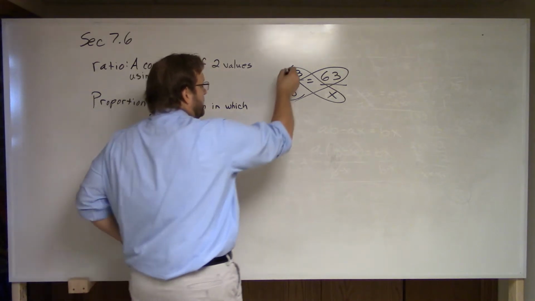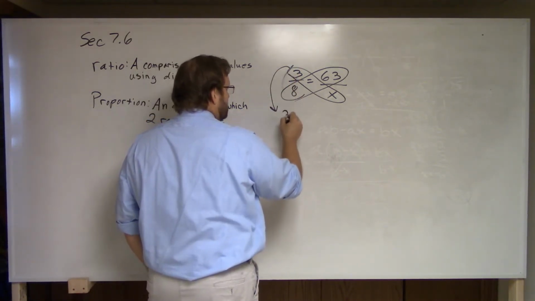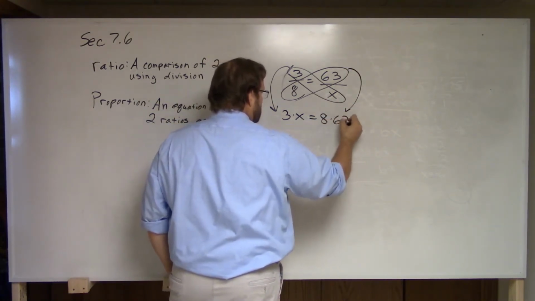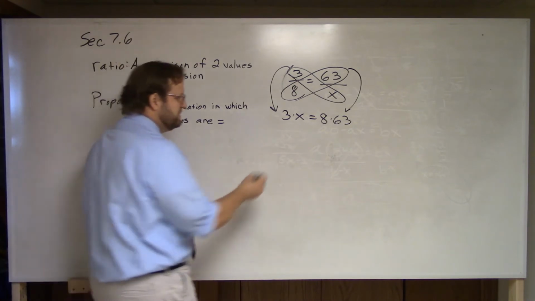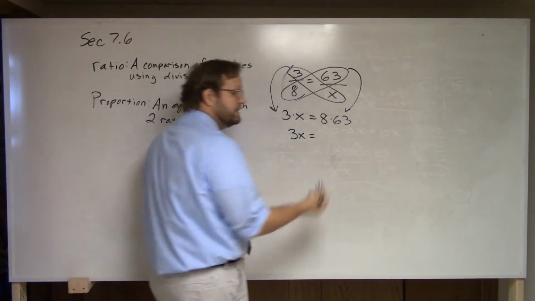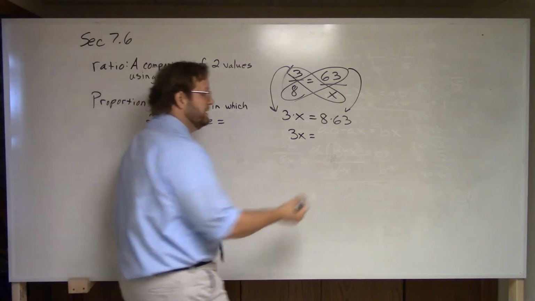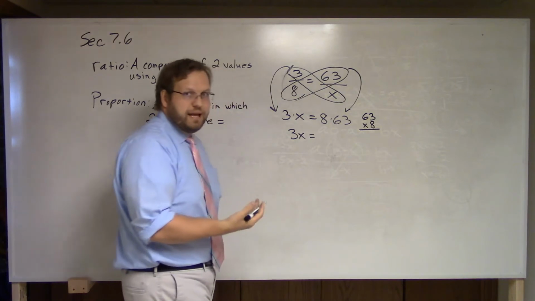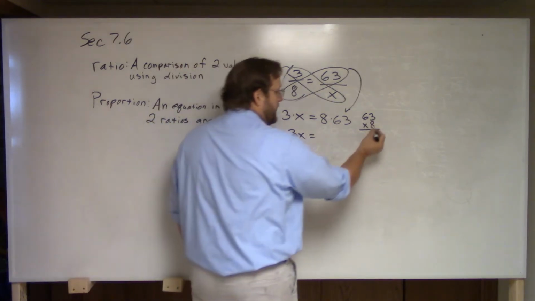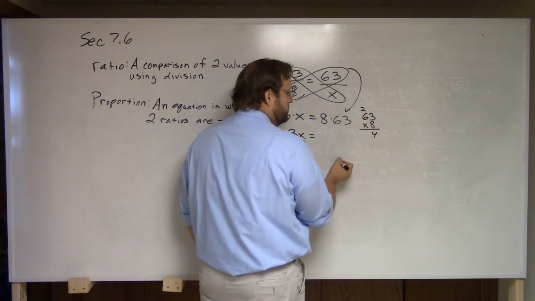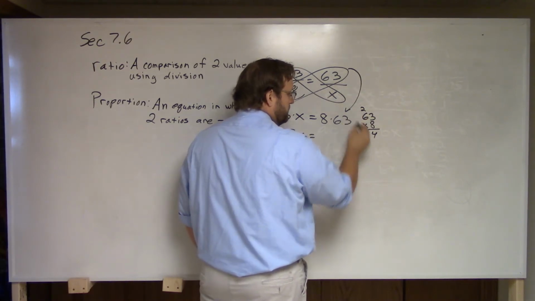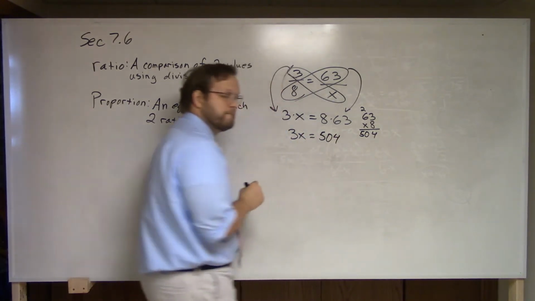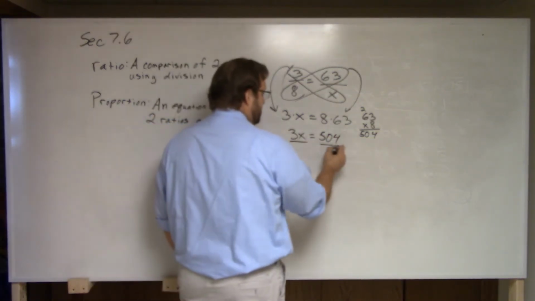So when we do that, we multiply 3 times x and then 8 times 63. Okay, 3 times x I would just write as 3x. 8 times 63, if you can do that in your head, great. If not, again, it's times like this that it's a good idea to practice those arithmetic skills. 8 times 3 is 24, carry the 2, and then we've got 48 plus 2 is 50. So we've got 504. We would then finish this by dividing by a 3.